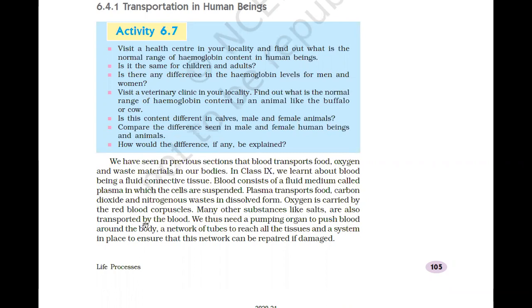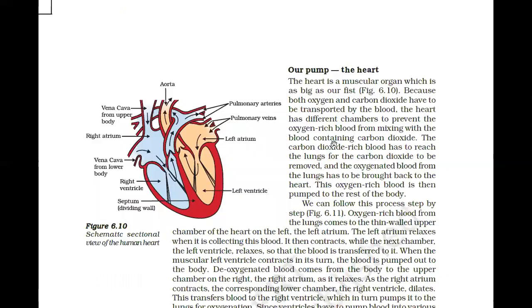Oxygen is carried by the red blood corpuscles. Many other substances like salts are also transported by the blood. We thus need a pumping organ to push blood around the body, a network of tubes to reach all the tissues, and a system in place to ensure that this network can be repaired if damaged.